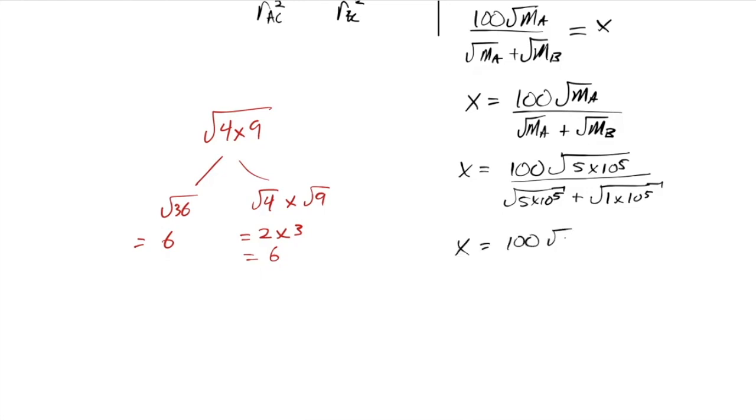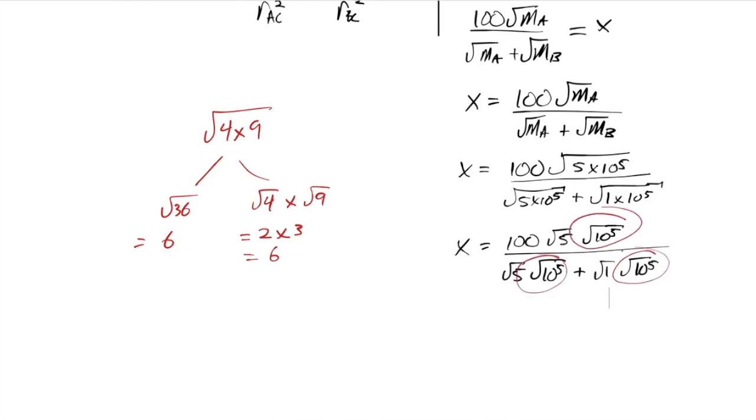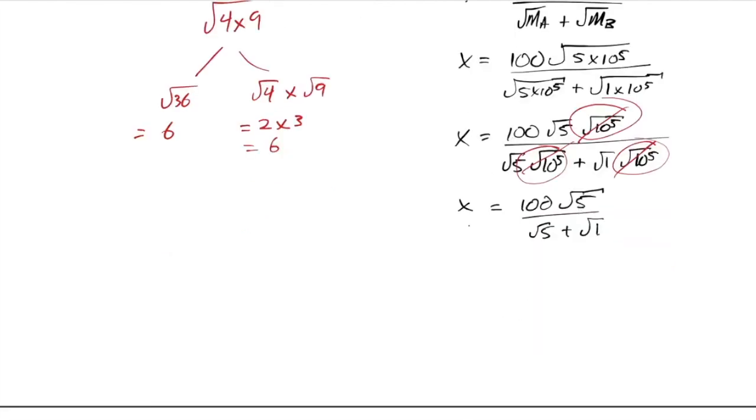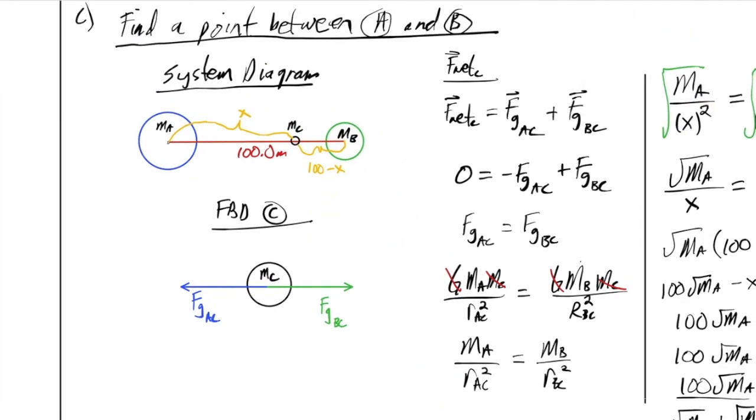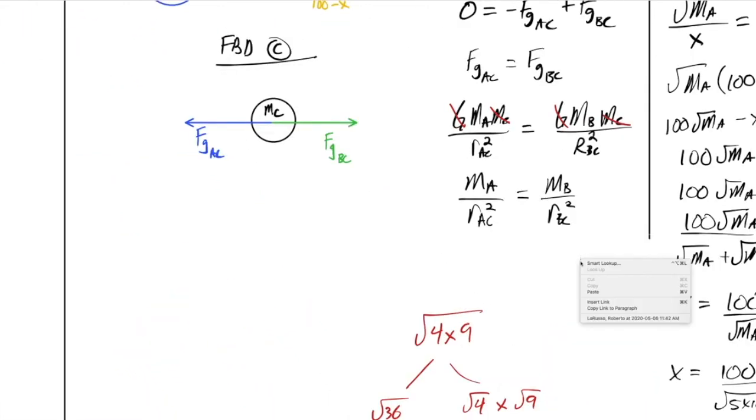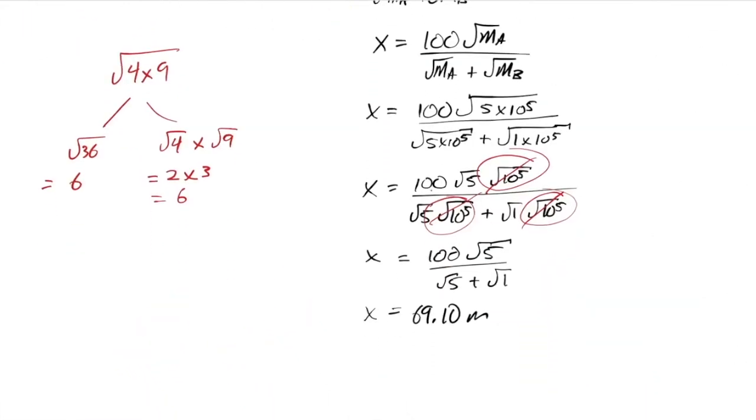So that's 100. And that's going to be root 5, root 10 to the 5, root 5, root 10 to the 5, plus root 1, root 10 to the 5. Now, if you take a look, every term has a root 10 to the 5 in it. Since every term in the numerator and the denominator has that, we can cancel those out. So we're left with something a little easier to calculate. And it just makes an easier calculation. Again, optional. So the final answer is 69.10 meters, which makes sense because it should be closer to MB. So X is the larger of the two numbers, and that's what we're expecting. So there you have it. Much simpler than it initially looked.